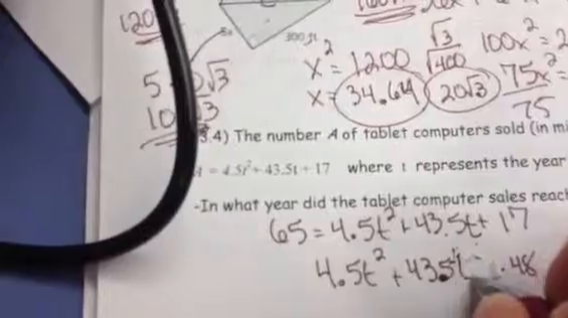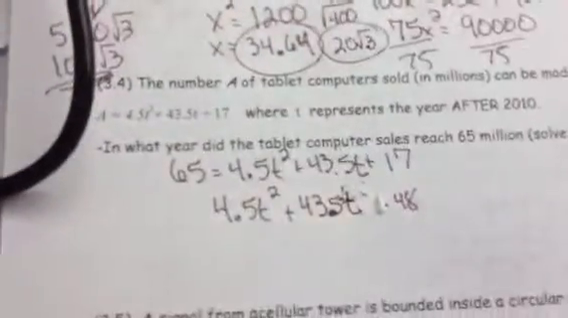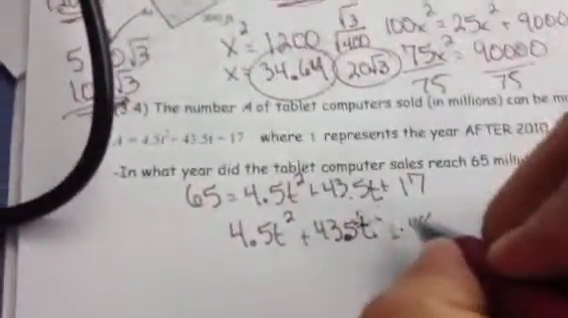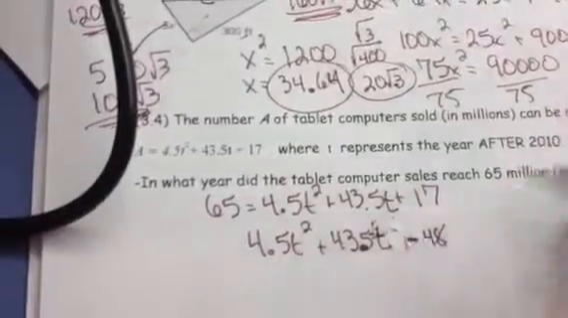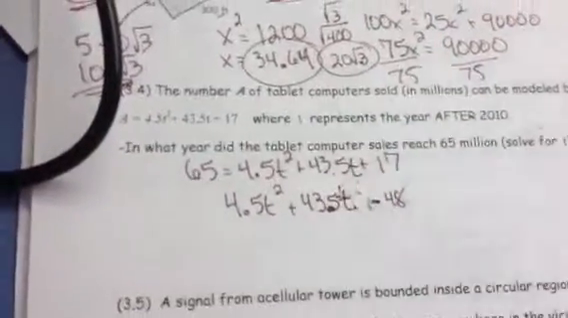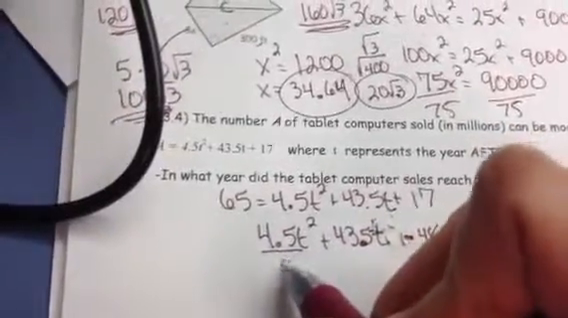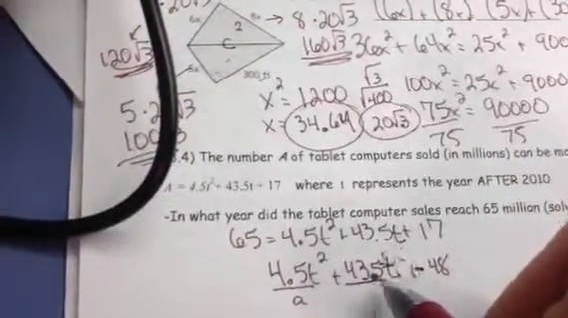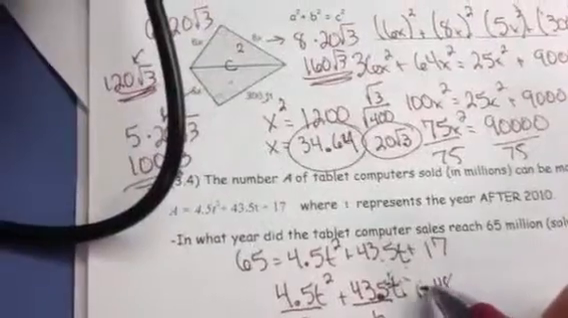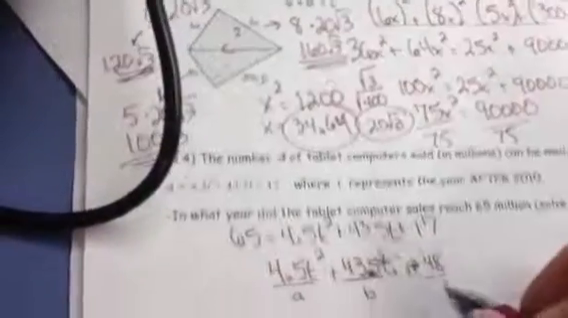Okay. It didn't turn out much better, but that's okay. All right, there's no way I'm going to factor this. We have never factored with decimals. So I'm going to go into the quadratic formula. Here's my A of 4.5. Here's my B of 43.5. And here's my C at negative 48.